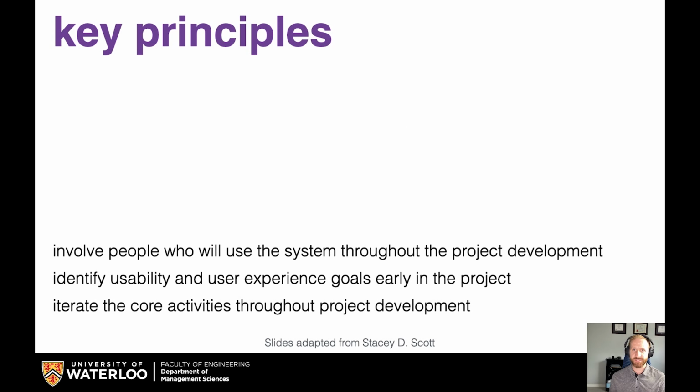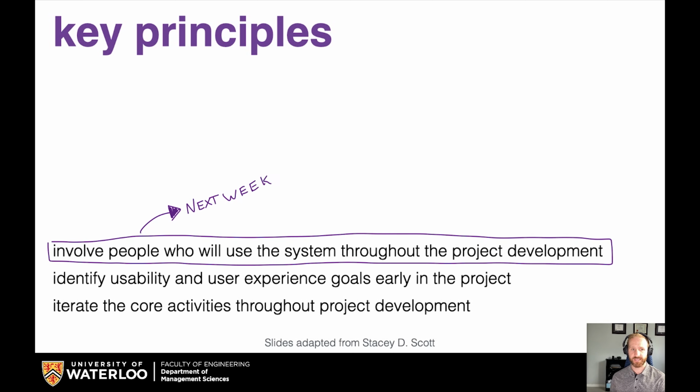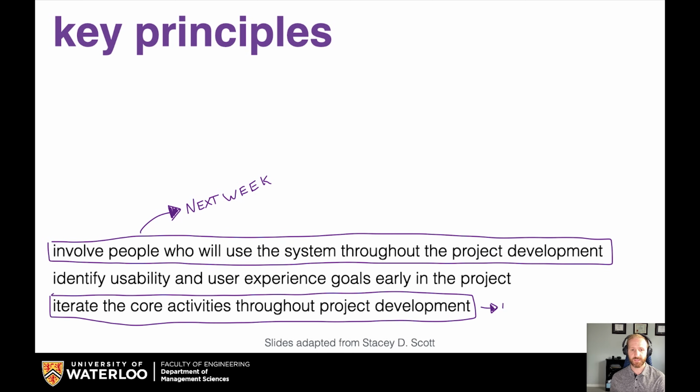And some of the key principles that you follow during interaction design are these three. Involving people who will use the system throughout the project development, identifying usability and user experience goals early in the project, and iterating through the core activities throughout project development. We're going to talk about this next time, involving people who use the system throughout the project development. That will cover most of next week. And we already went through iterating the core activities throughout project development in the last class, where you did design in a day. So today, we're going to talk about identifying usability and user experience goals early in the project.